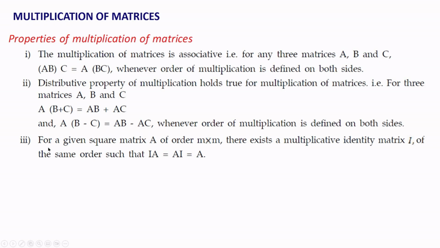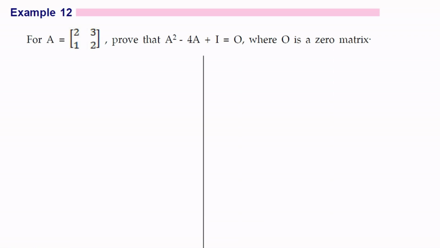And next we have the multiplicative identity matrix. So if we have a square matrix A of order m by m, then there exists a multiplicative identity matrix I of the same order such that I into A equal to A into I equal to A. So this is with respect to properties of multiplication of matrices. Now we'll continue with examples.